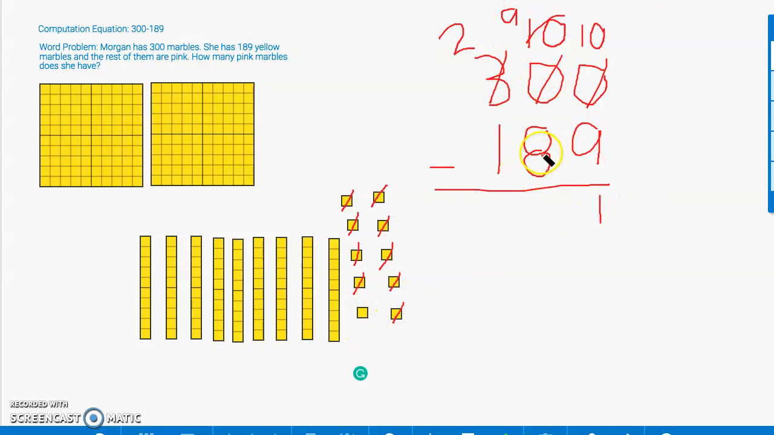Now we can take away the 8 from the 9. So we take away 8 tens from the 9 tens we have. So we take away 1, 2, 3, 4, 5, 6, 7, 8. So we take away 8 of our 9 tens, which leaves us with 1 ten.